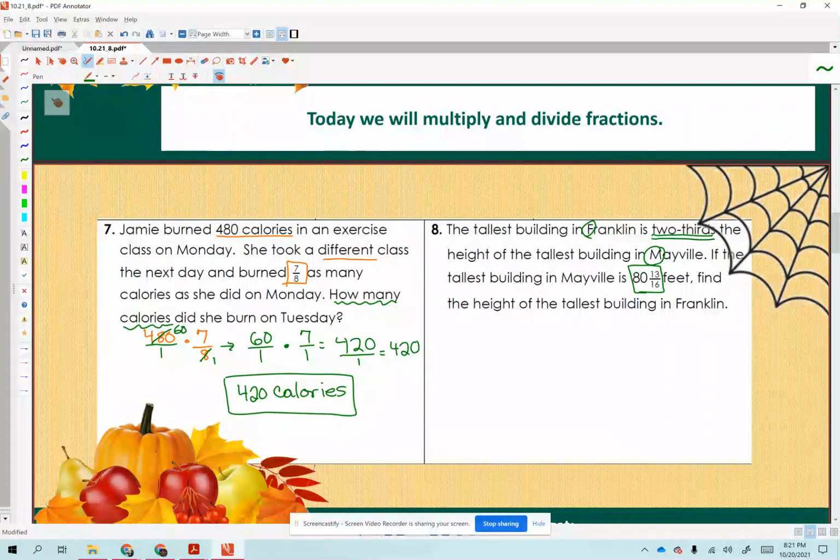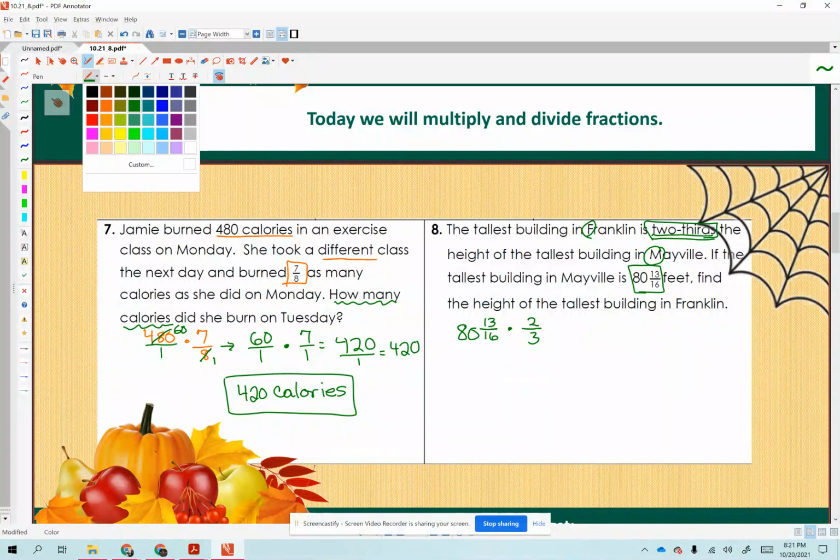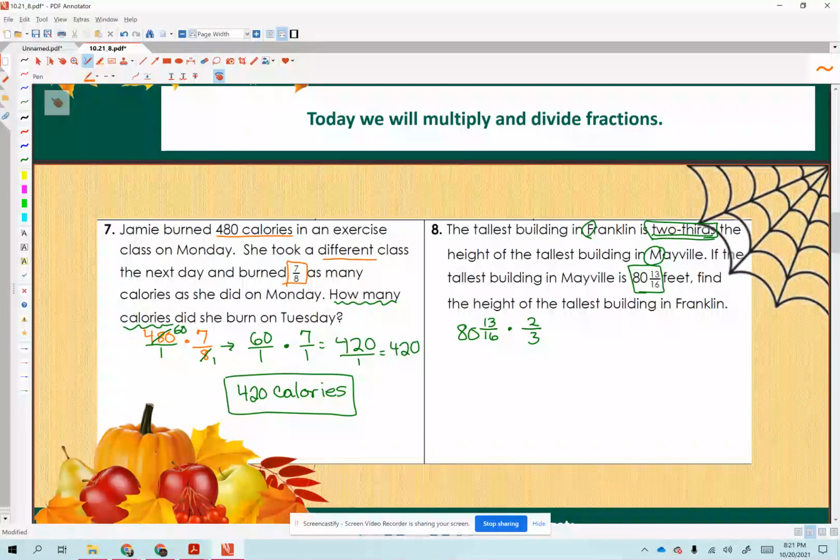You will definitely need a calculator to do this. So we're talking about multiplying 80 and 13/16 times this 2/3 to see how tall the building in Franklin is. Now we need to convert that 80 and 13/16 to an improper fraction. So you're going to need a calculator for this.